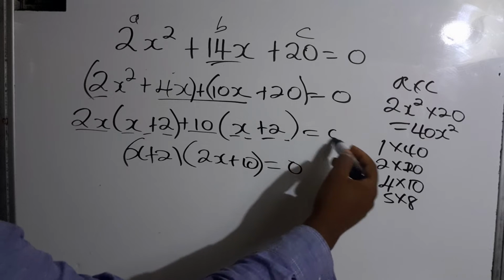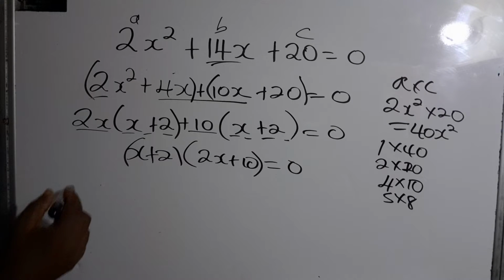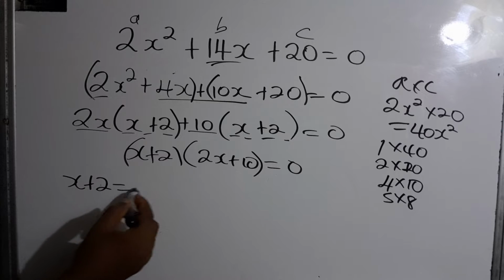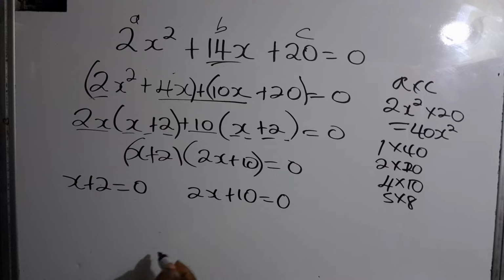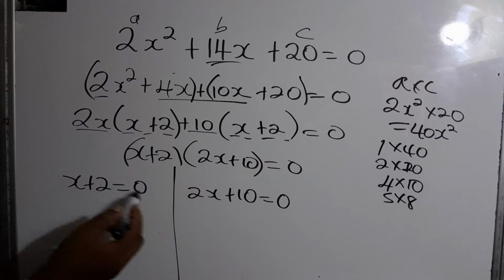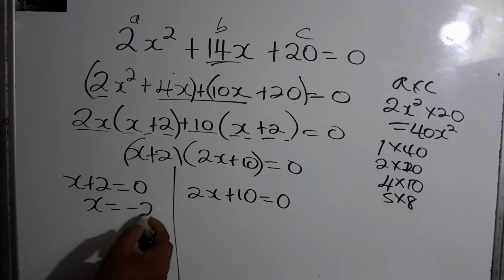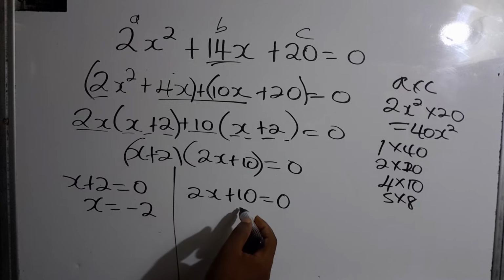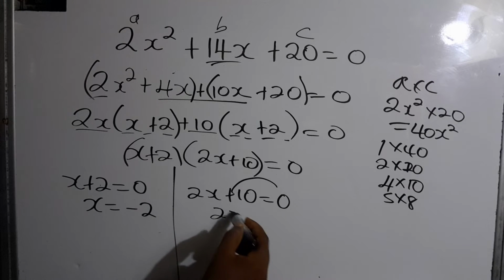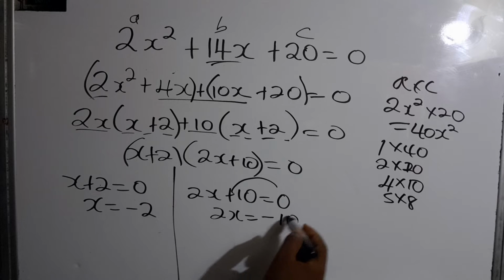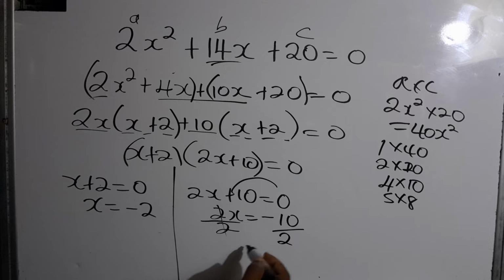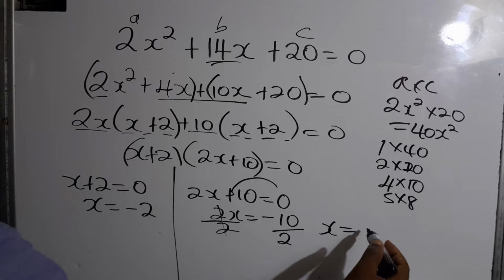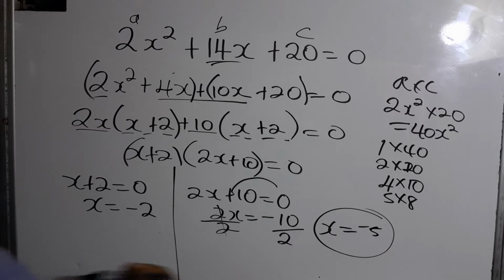Remember, this is supposed to equal 0. So what we do now, we take x plus 2 equals 0, and 2x plus 10 equals 0. In each case, we solve for x. So x plus 2 equals 0 gives us minus 2. Here now we'll have 2x equals minus 10, and then we divide by 2. So therefore, we have two solutions: x is equal to minus 2 and minus 5.